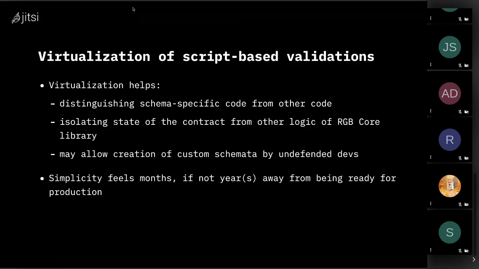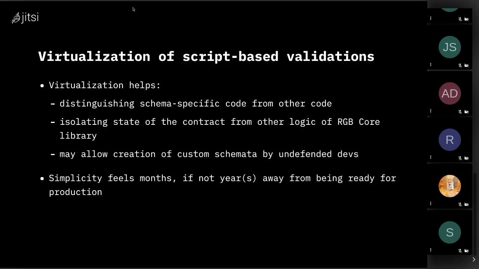And the most important, it may allow creation of custom schemata by external, independent developers from the LNPBP Standards Association. Because before we have a proper virtual machine implemented, the development of any new schema will require PRs and commits into the RGB core library, which is not appropriate. So we need virtualization.